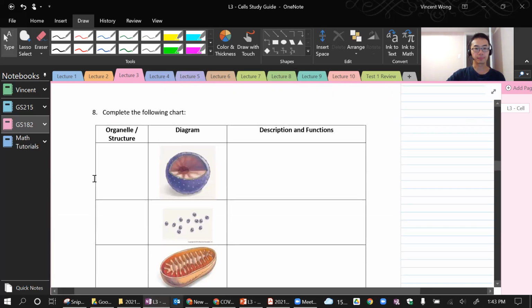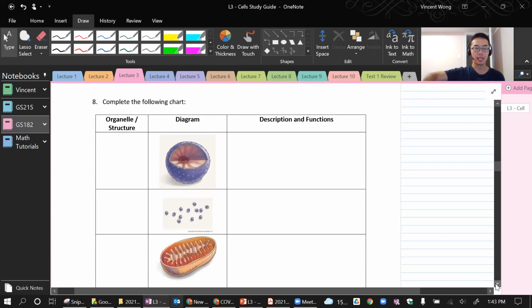Moving on. Okay, so now we have a bunch of other organelles, and these are not part of the endomembrane system anymore. We have the nucleus here.